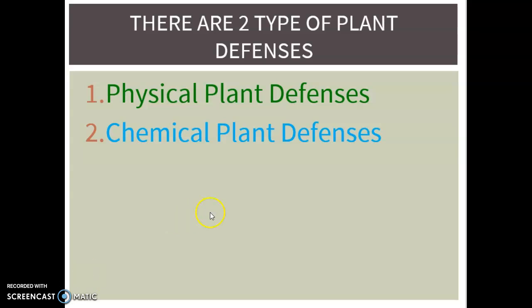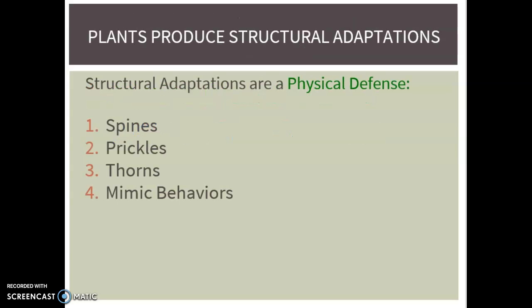So there are two types of plant defenses. The first one is physical, and the second one is chemical plant defenses. Physical is anything that's external, and chemical is anything that is internal. Again, this is basically the plant's immune system. How does the plant protect itself? We're going to start by talking about the physical defenses of a plant.